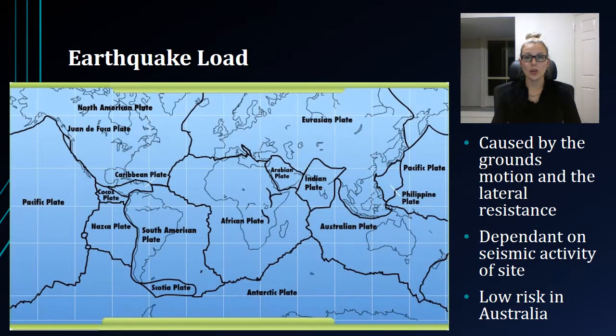Earthquake loadings are caused by the ground's motion during an earthquake, which causes distortions within the structure. Earthquake loads are dependent on seismic activity of the proposed site, and the risk of earthquakes is relatively low in Australia, as the entire country sits in the centre of a tectonic plate. Other countries, such as New Zealand, Japan, and the western coast of America, are situated right on the edges of tectonic plates and are at a high risk of earthquake occurrences.